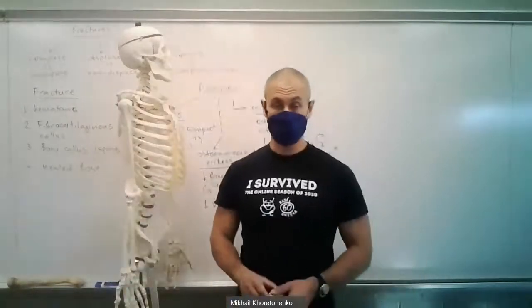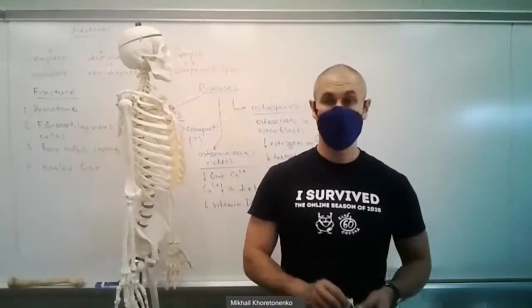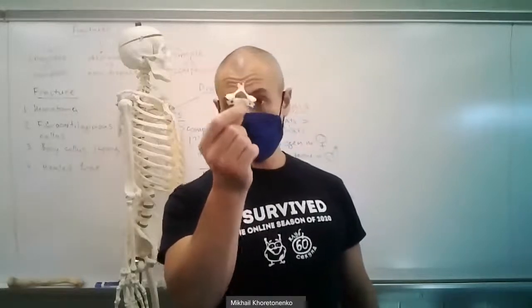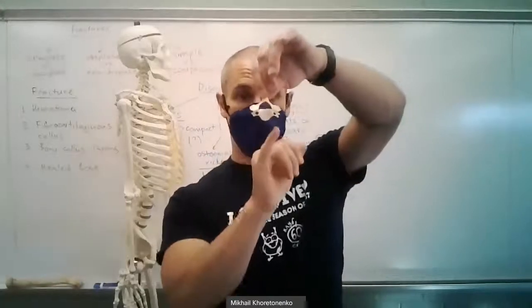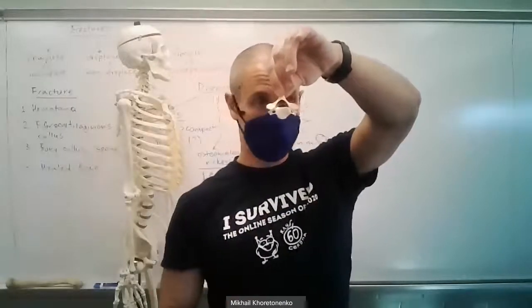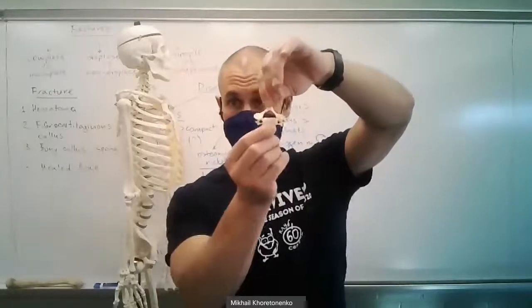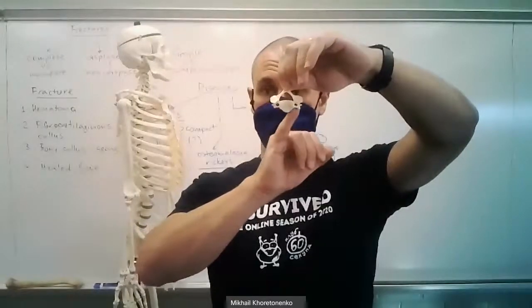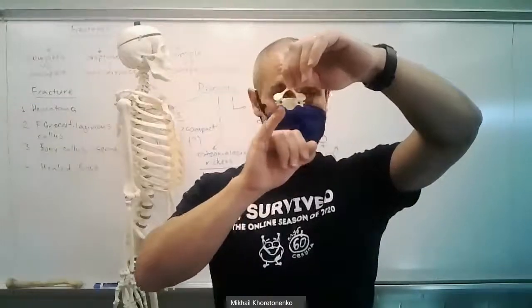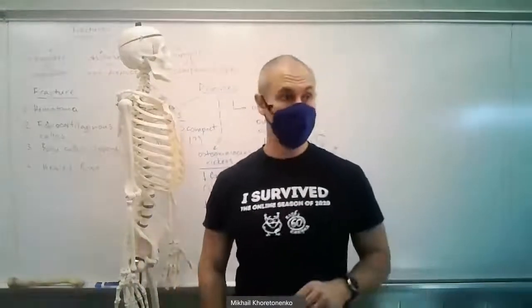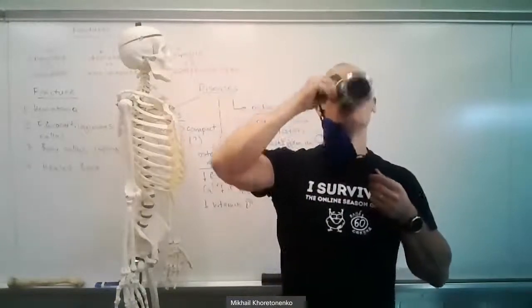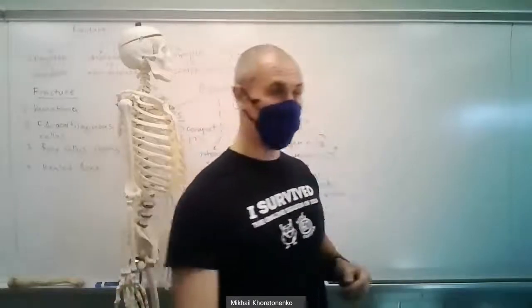Other cervical vertebrae, C3 to C7, look fairly the same. If you look at them, they all are relatively small and light. The body is not huge. See that? Body is not really big. And you can easily identify cervical vertebrae by the presence of these openings called transverse foramina, which are found exclusively in cervical vertebrae. The vertebral artery, for example, goes through this transverse foramen.